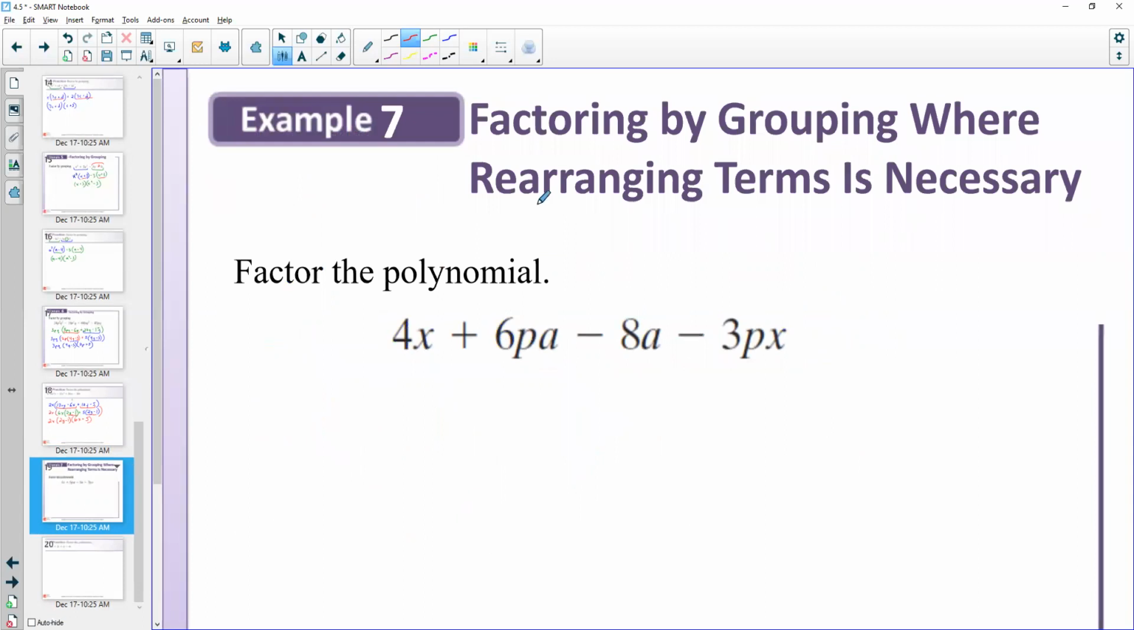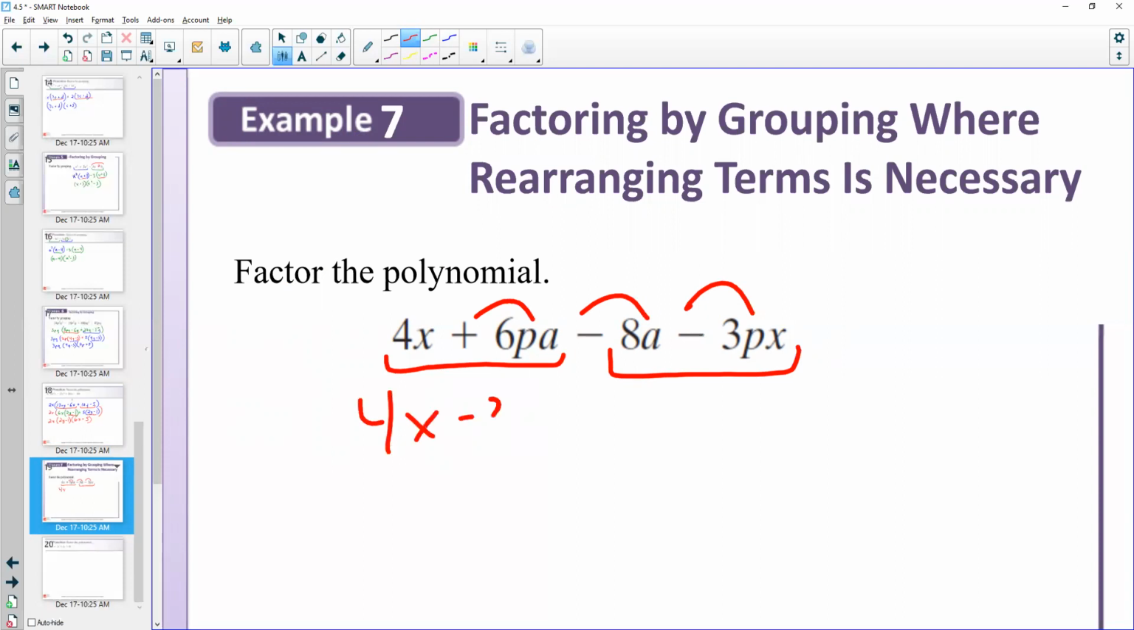One last idea. We're going to factor by grouping, but here's the thing. Sometimes you look at this and you go like, oh, well, those don't really have much in common, and these could be better. It is totally okay to rearrange your terms, okay, and put them in a different order. Just remember the sign belongs to the guy behind it, okay? So maybe I want to rearrange this to be 4x minus 3px plus 6pa minus 8a. Maybe you rearrange it different. That's fine too. Just remember the signs have to go with what they belonged to.